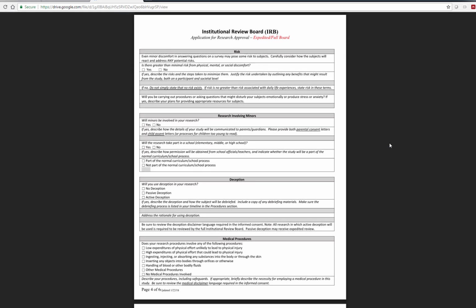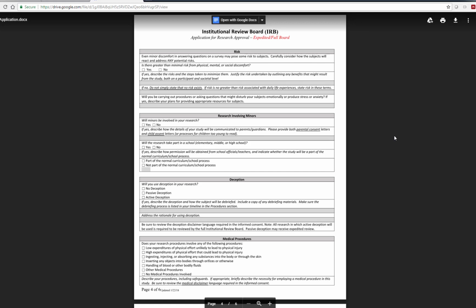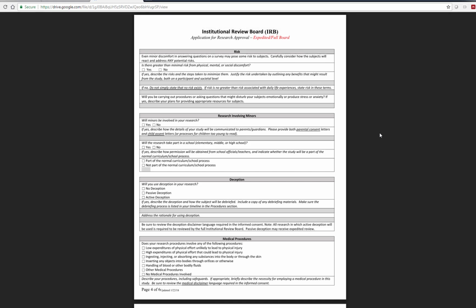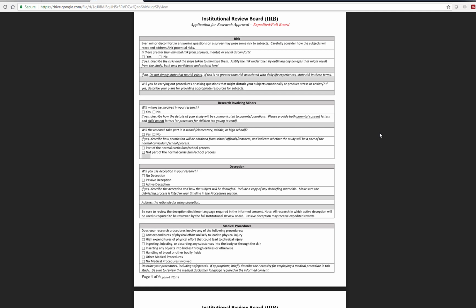After this, the researcher needs to provide information about risk. The researcher should explore any possible risks that are associated with the study. Even things such as minor discomfort and answering questions on a survey need to be considered. The researcher also needs to provide information about whether or not there is greater than minimal risk involved with the study. Please note that minimal risk is defined as the amount of risk that a person may typically encounter on a day-to-day basis. The researcher also needs to provide information about the steps that are taken to minimize risks, as well as some explanation about how the risks are reasonable in relationship to the anticipated benefits. The researcher cannot simply state that no risk exists. There is risk involved with all research.